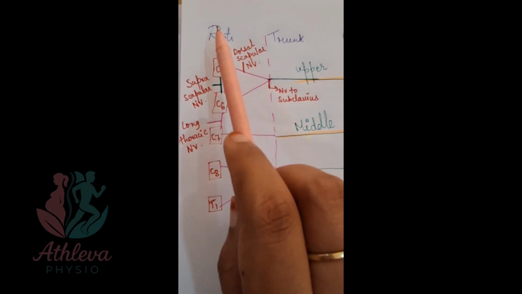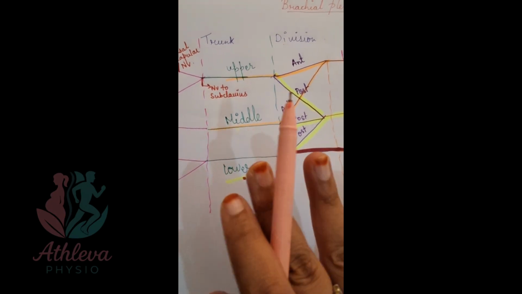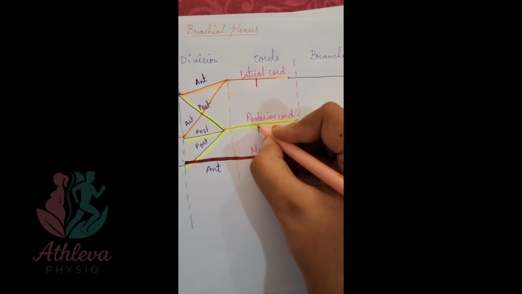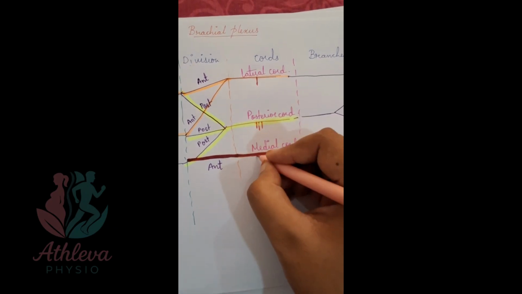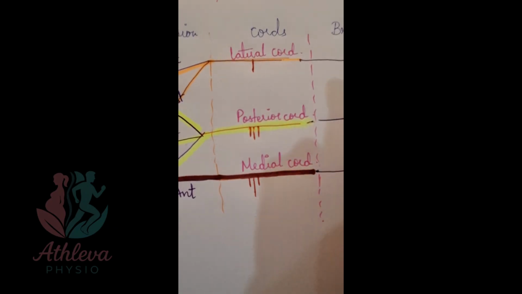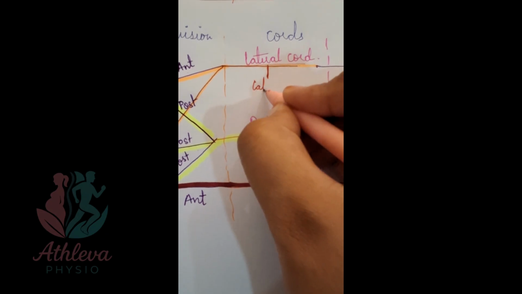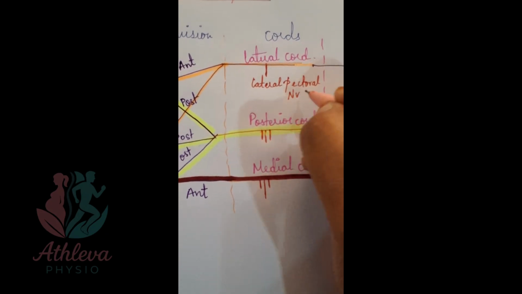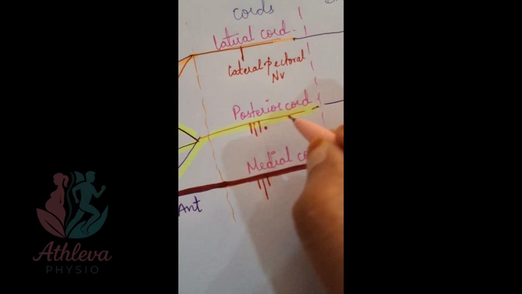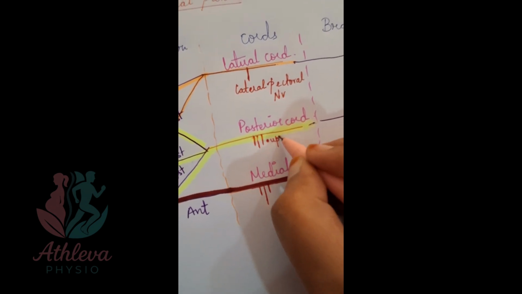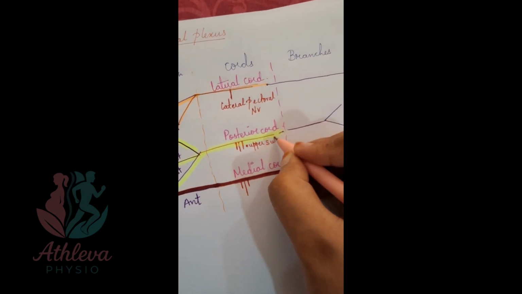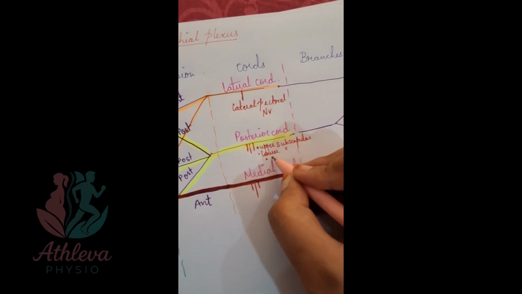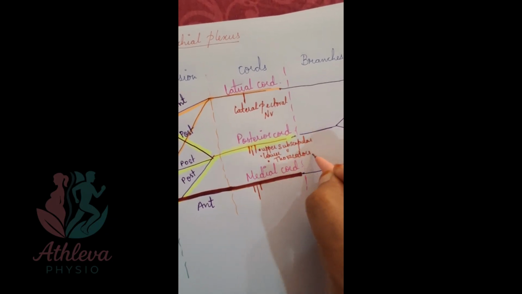These were the branches of roots, trunks and divisions. There are no branches. Cords: the lateral cord has 1 branch, the posterior has 3 branches, the medial cord has 3 branches. Lateral cord, 1 branch is called the lateral pectoral nerve. Posterior cord: the first branch is the upper subscapular nerve, lower subscapular nerve, and thoracodorsal nerve.